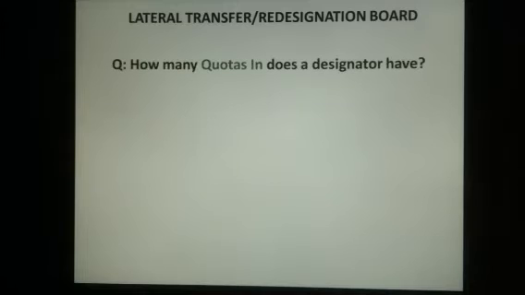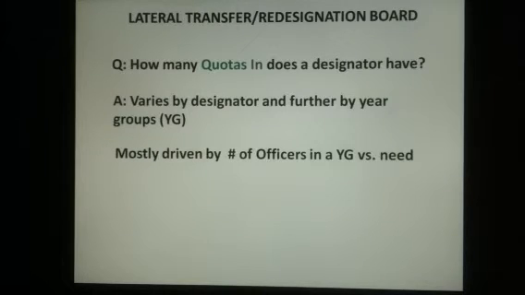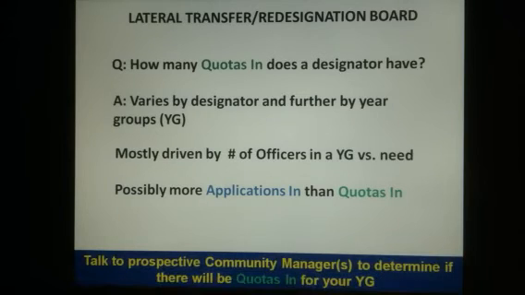The next question is, how many quotas in does a designator have? And again, that answer varies by designator and again by year group, and it's mostly driven by the number of officers in a year group versus the need. Again, it's possible that there may be more applications in than there are quotas in, and so it's important to talk to your prospective community manager to determine if there will be quotas in for your year group.